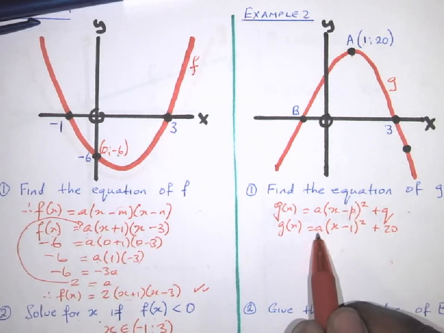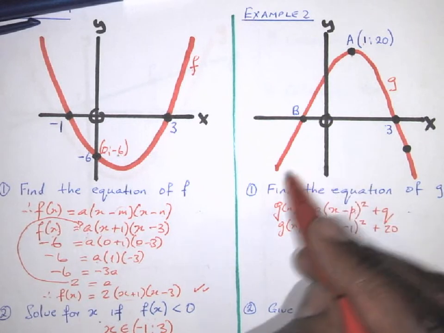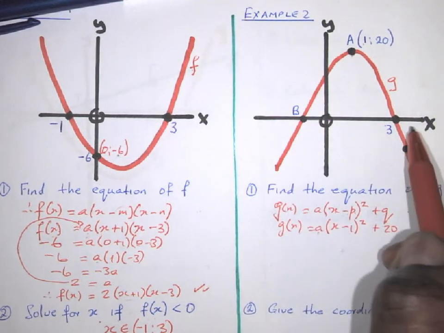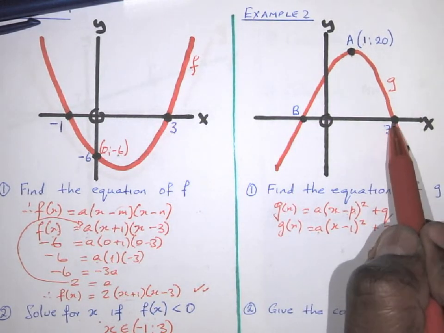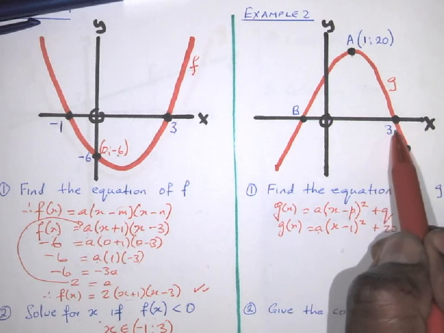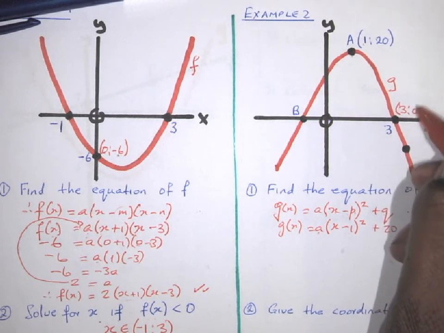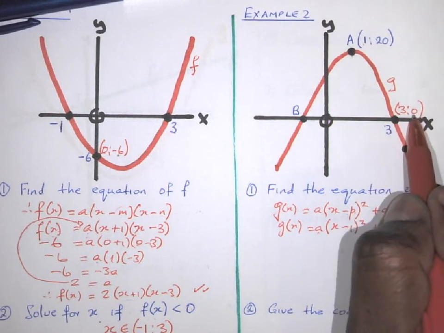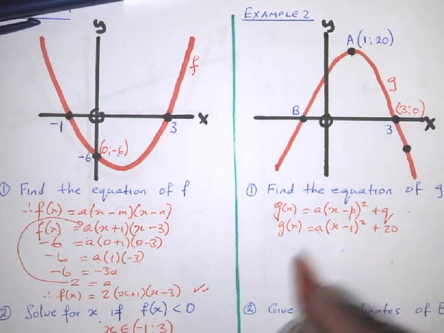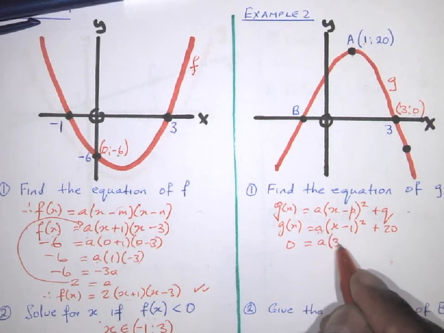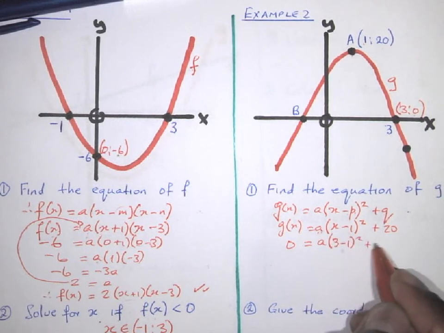So how do I find a? I use another point which is on the graph. I've used that. There's nothing that I know here, but I know the coordinates here. What are the coordinates here? Here the x value is 3. So x is 3 and the y value is 0. So I know x is 3, y is 0. So y is 0 is equal to a, which I don't know, times x is 3 minus 1 squared, then plus 20.